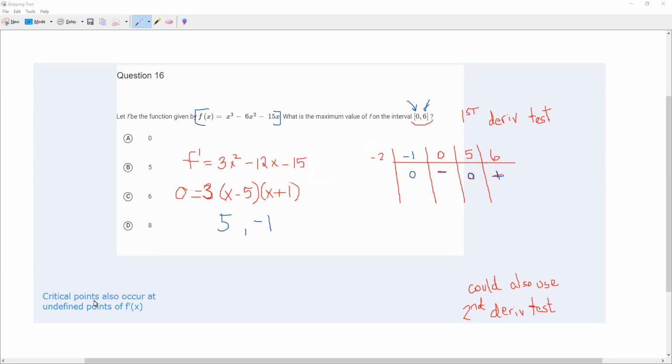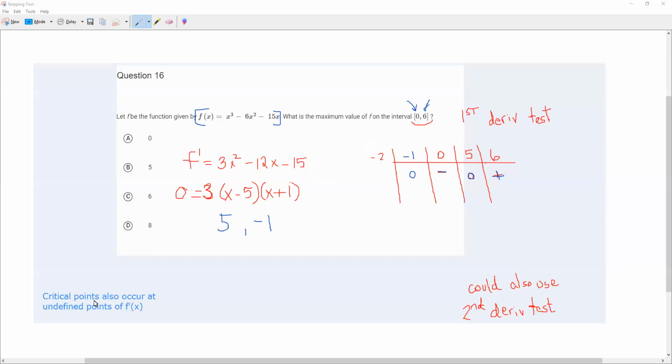We test the endpoints now, 0 and 6, and we see that, in fact, at 0, we have the highest value of f, and it happens to also equal 0. F of 6, by the way, is -90.